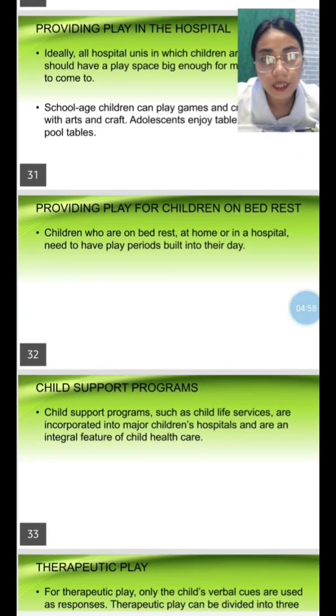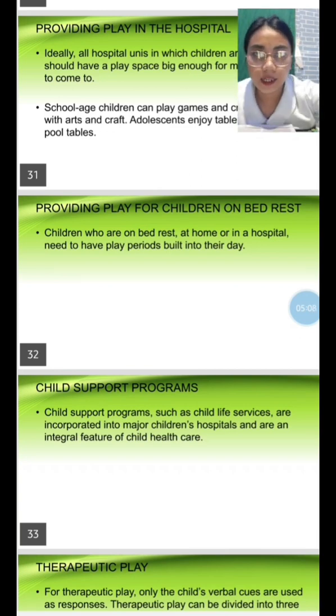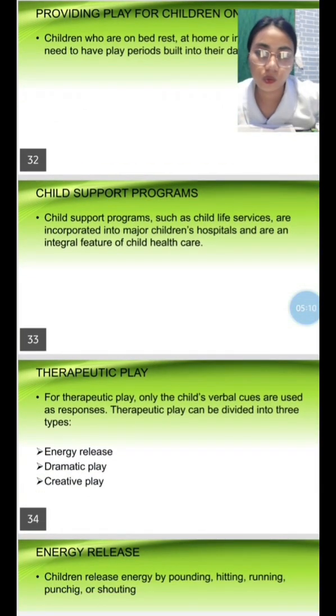So, providing play for children on bed rest. Children who are on bed rest at home or in a hospital need to have play periods built into their day so they do not become irritable.